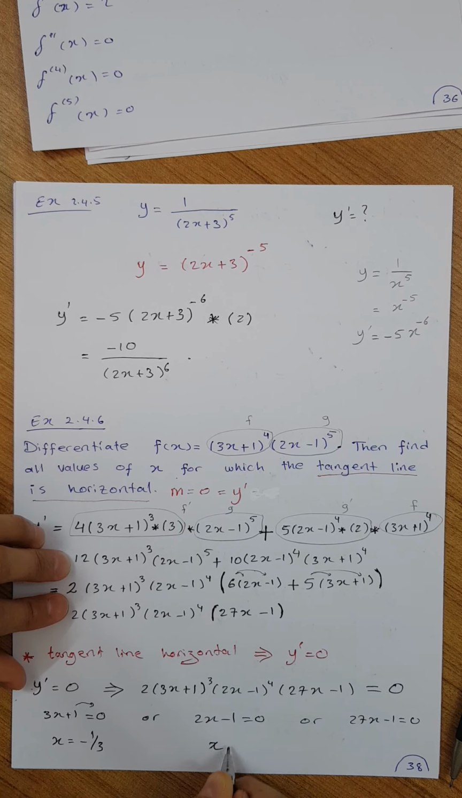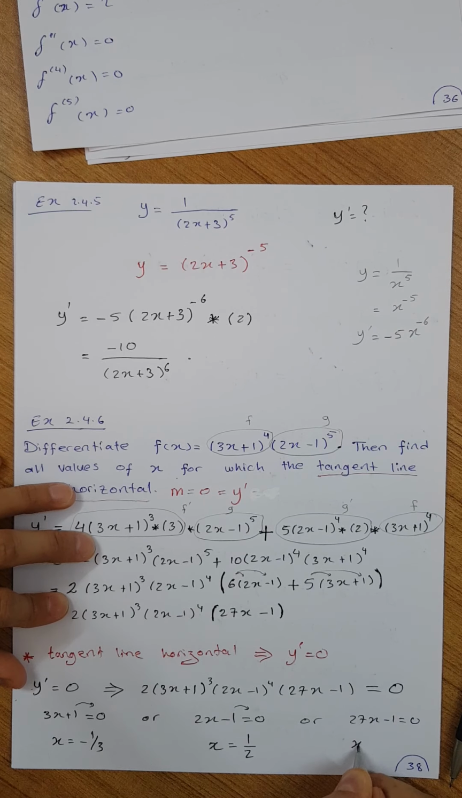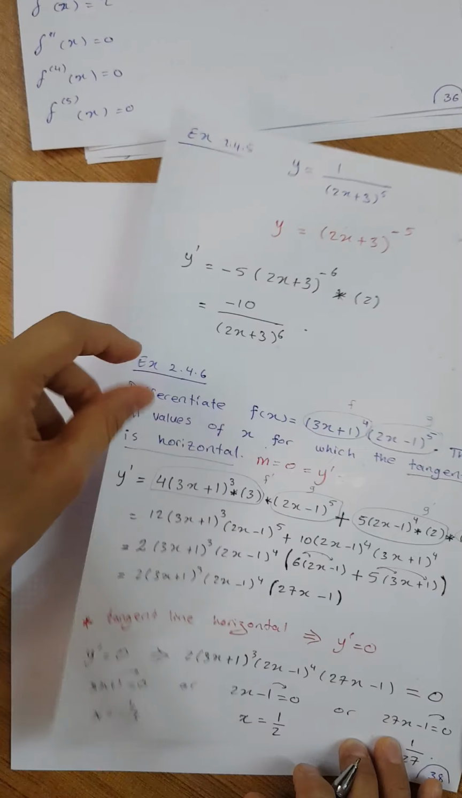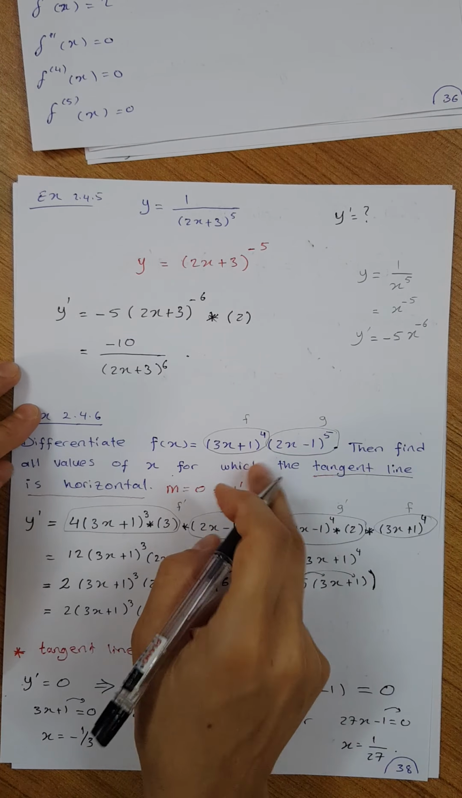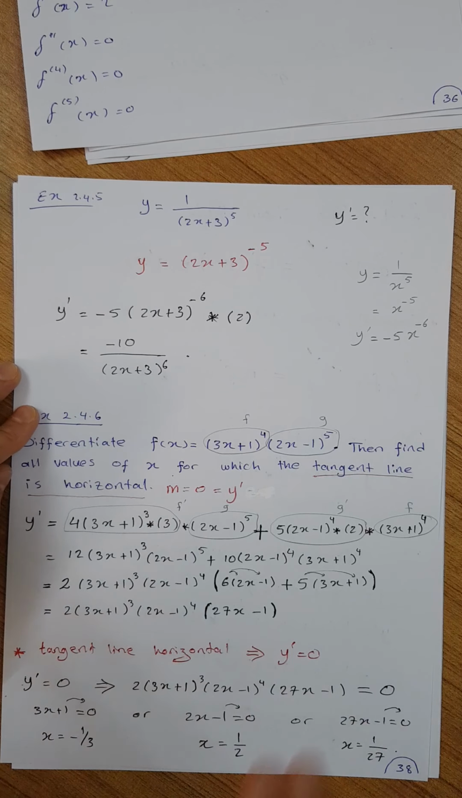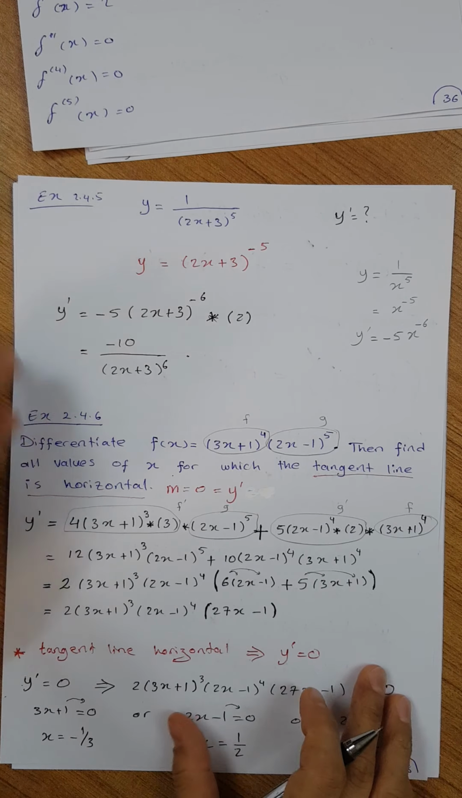And for the next one, if I take this to the other side, it will be 1. Dividing it by 2, it will be 1 over 2. And here x is equal to, taking this to the other side, 1 over 27. So when x is equal to 1 over 27, x is equal to 1 over 2, or x is equal to minus 1 over 3, the tangent line of that curve would be horizontal, a straight line with slope equal to 0. That is all about that section.